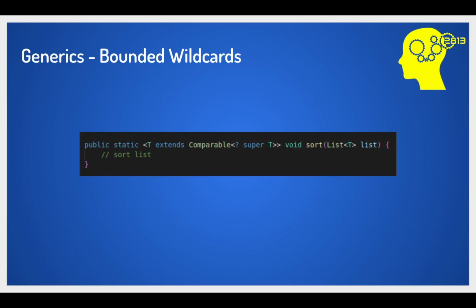You can also have bounded wildcards. In bounded wildcards, you say, I want some type, but you don't actually care what type it is. So in this case, T is some type that implements Comparable of some type that is a superclass of T. Java doesn't actually keep track of what that type is. It just cares that it is some superclass of T, and you won't have access to it. If you want to have access to it, then you can't use bounded wildcards.